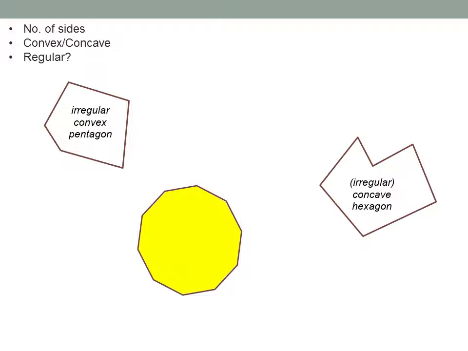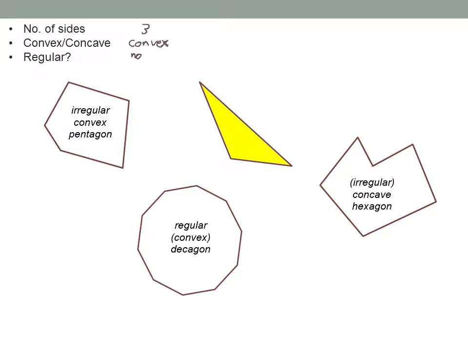How many sides does this polygon have? All the sides and angles are equal, and the vertices all point outwards. With 10 sides, that makes it a regular convex decagon, or just a regular decagon, since regular polygons are always convex. This one is a triangle. The sides are all different, and it's impossible to have a concave triangle, so that means it's an irregular triangle. Actually, we usually call an irregular triangle a scalene triangle. There are special names for classifying triangles.